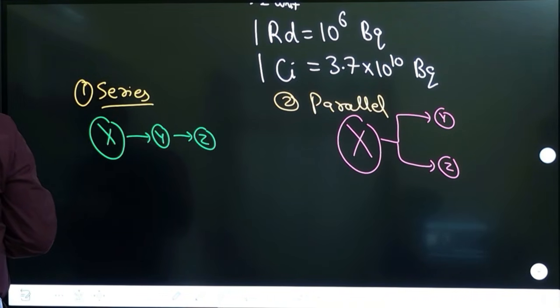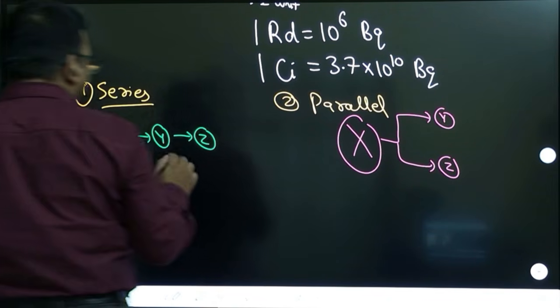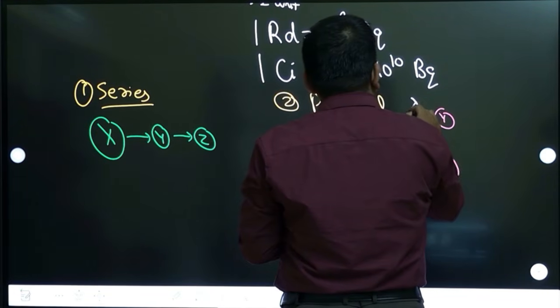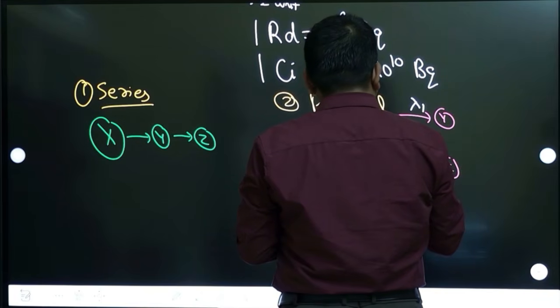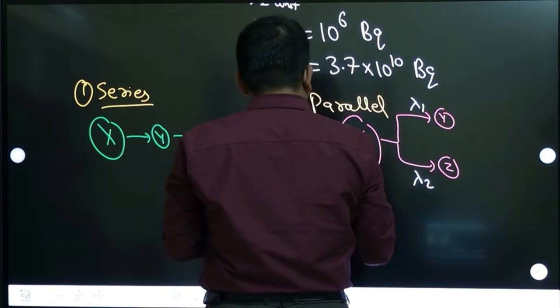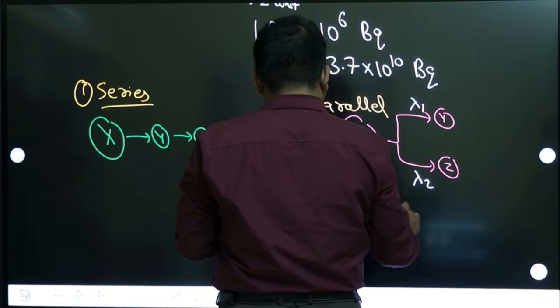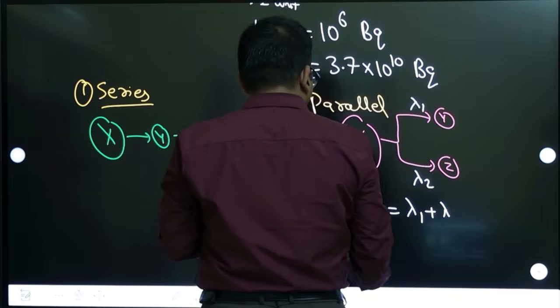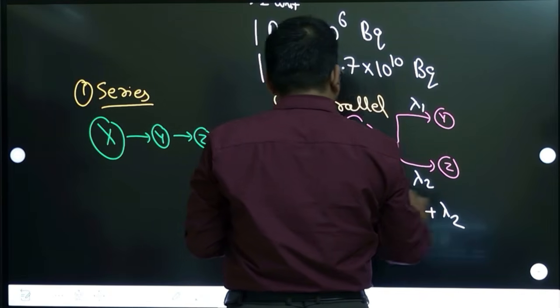I think these we can take up also afterwards. So parallel decay, remember here, suppose if an element is decaying with, let us say, lambda 1 and lambda 2, these are the decay constants here. So the effective decay constant, lambda effective, can be written as lambda 1 plus lambda 2. Like that, in parallel we have to add it.